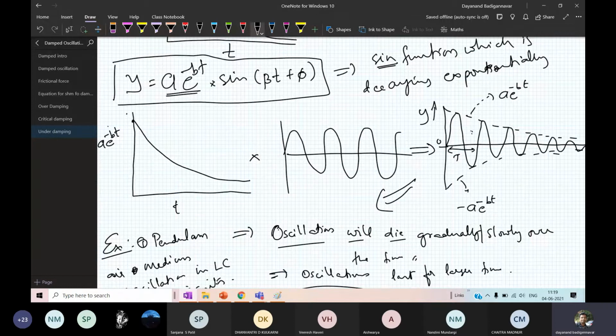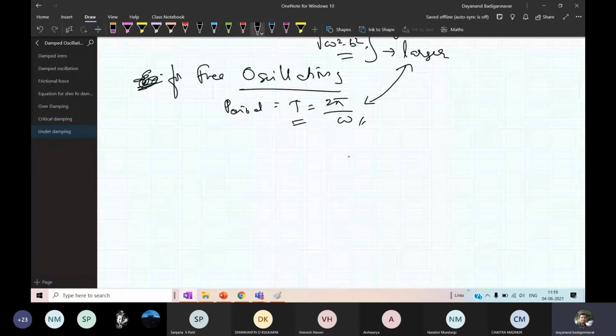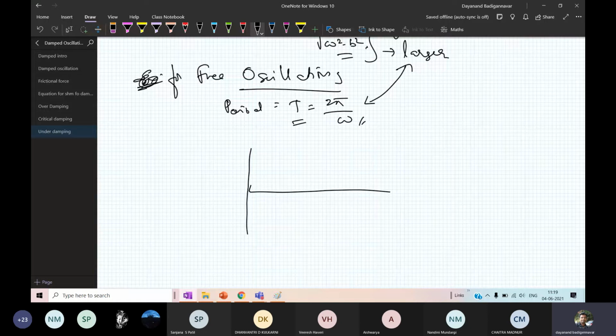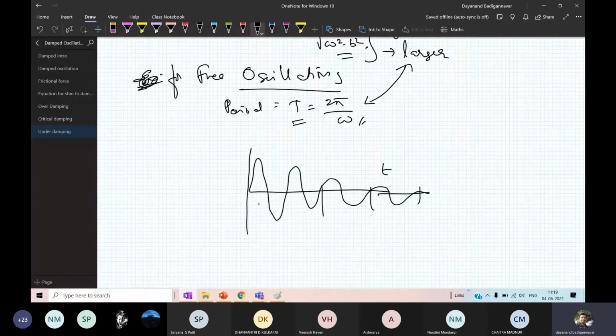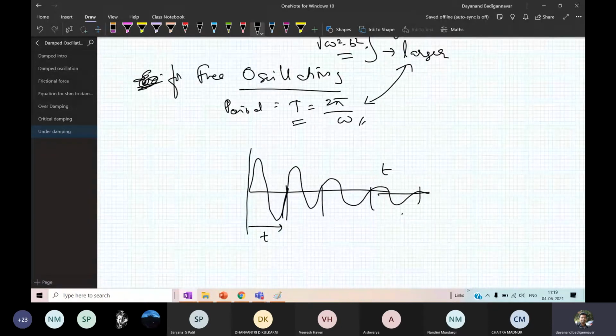Look at this. This is how it is. Over time, the time period goes on increasing. Initially the time period was small, but here the same time period is large. Why? Because of the damping. Due to damping, the time period goes on increasing. Therefore, it is increasing. This has to be kept in mind. Hope it is clear to you, students.